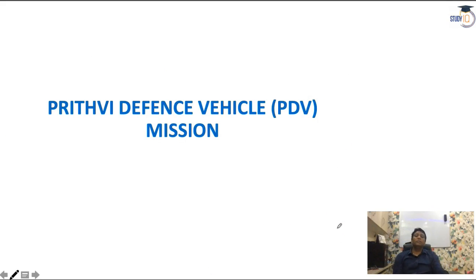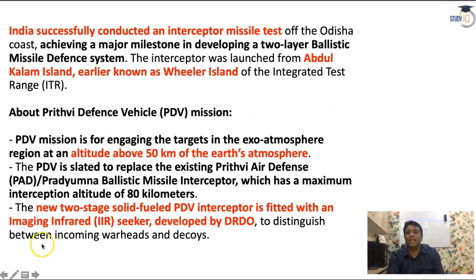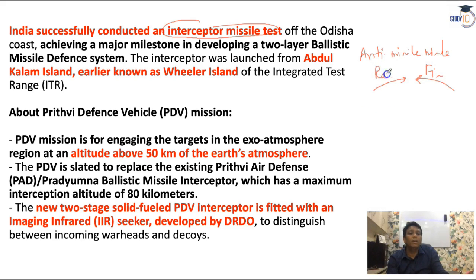Now we'll go into the Prithvi Defense Vehicle, PDV. What about the PDV guys? See, India has successfully conducted an interceptor missile test. What is an interceptor missile guys? Anti-missile missile. Interceptor means anti-missile missile. Suppose some missile is coming towards you. Suppose this is fire. So what will you apply? Rain against the coming missile and destroy the effect of fire at height in the atmosphere. So I hope if you people have seen the Ramayana and Mahabharata, you can understand this concept very well.